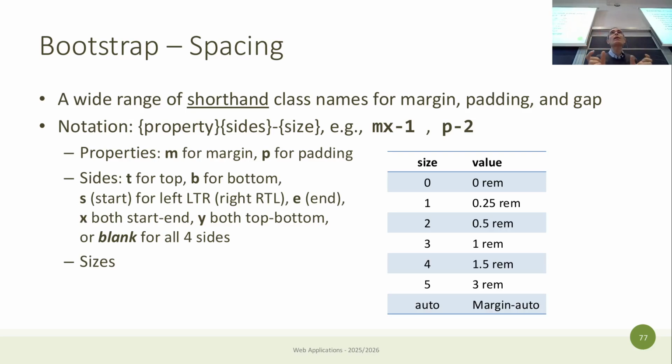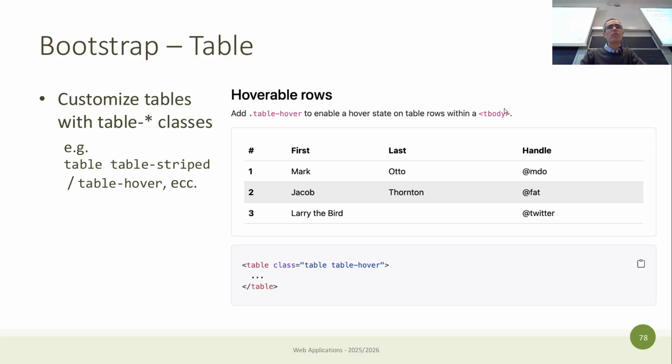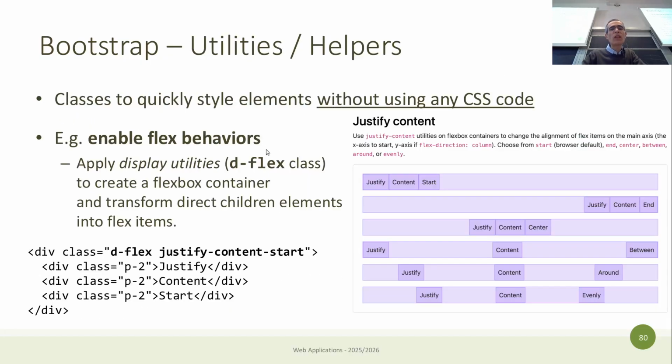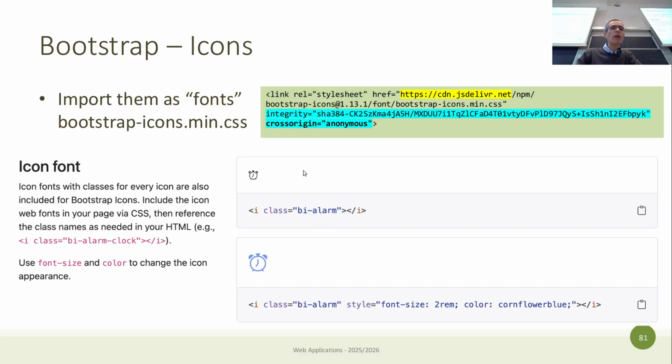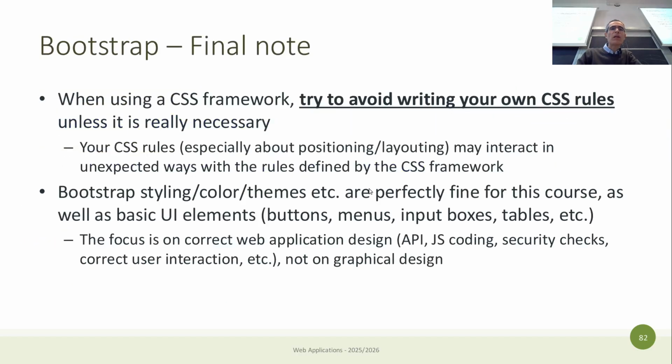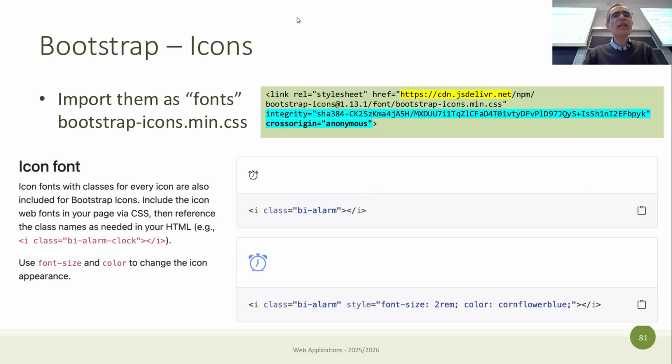You just apply the classes that are appropriate for the element you are layouting or styling in your application. Okay? Tables and so on, there are classes specific for tables, etc. You can even have flex behavior, d-flex, and then you can use properties of the flex styling, flex layouting, okay? Even icons, okay? Let's just try something.